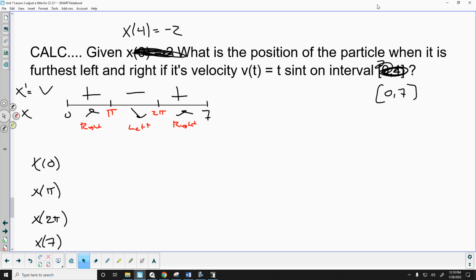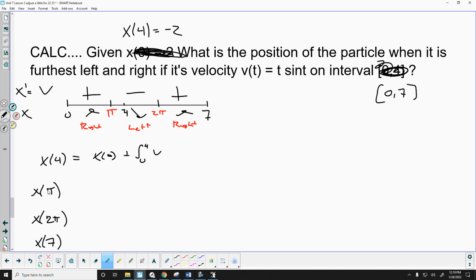There's a given: x of 4 is negative 2. What's complicated about that given? It's in the middle. It's smack dab right here. Oh, great, you gave me a position at time 4, Mr. Messner. You made it so easy for me. Sorry, I didn't. You have to find x of 0 by doing x of 4 equals x of 0 plus the integral from 0 to 4 of v.